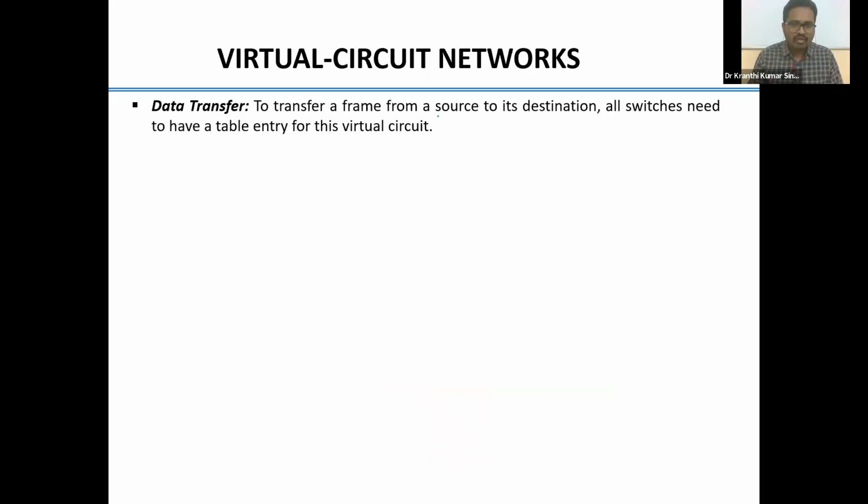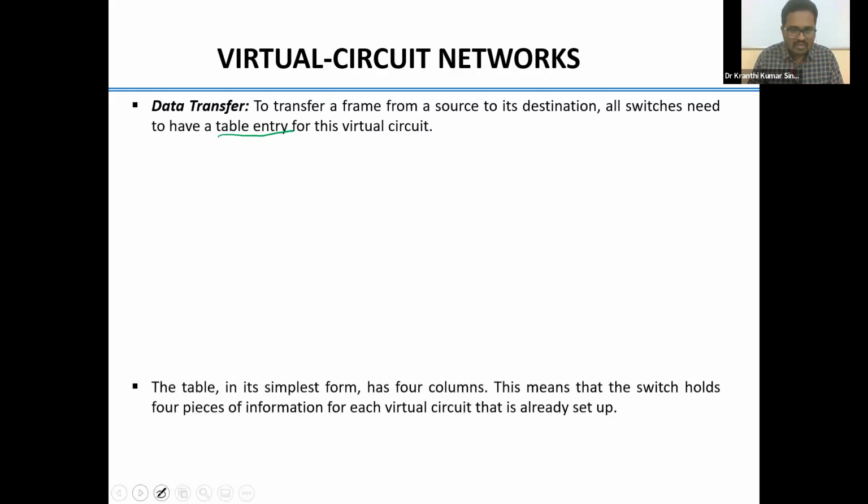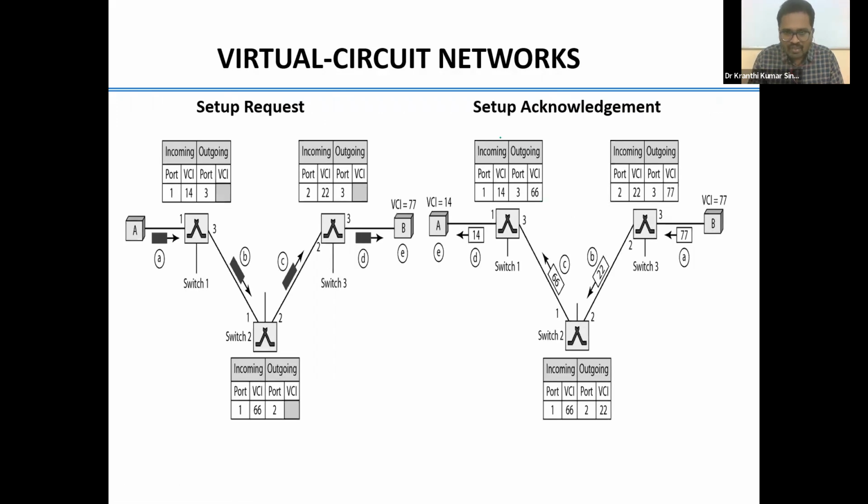Now, data transfer. To transfer a frame from a source to destination, all switches need to have a table entry for this virtual circuit. What is this table entry? This is exactly equal to this table. This is the table. This table contains only one virtual circuit identifier. So my data sending, my data receiving.